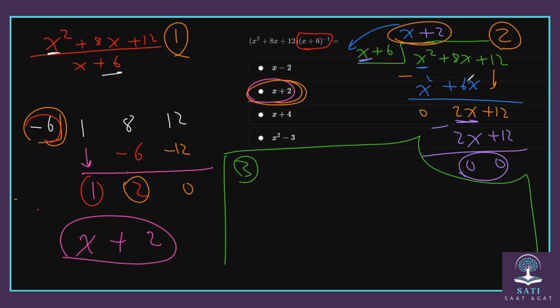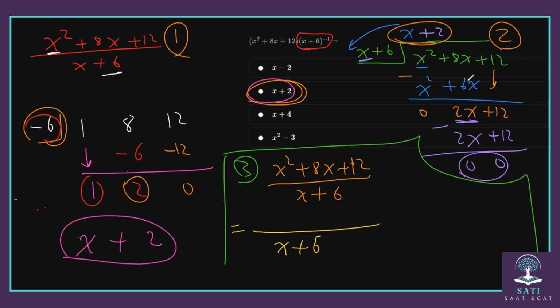For the third way, the question is x squared plus 8x plus 12 divided by x plus 6. In this case, since the numerator is quadratic, you can simplify it by factorizing. I write the denominator as it is, x plus 6. Now, in the numerator, I make two parentheses, because I factorize the numerator.